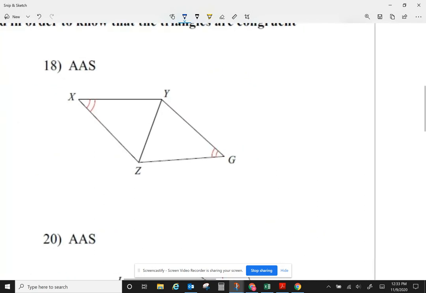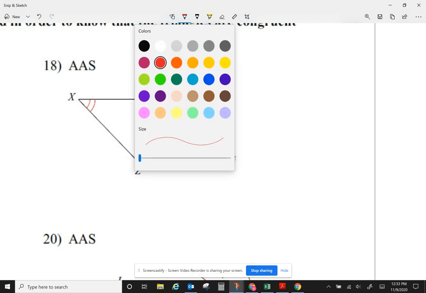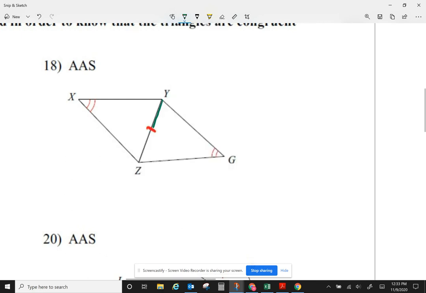Let's take a look at question number 18. I can legally mark this side because the 2 triangles use it. So here, let me take a look at one triangle. I need 2 angles and a side. Make sure the side is not in between the angles. So from this triangle, I need this angle, right? 2 angles, but the side not in between. From the other triangle, I need this angle.